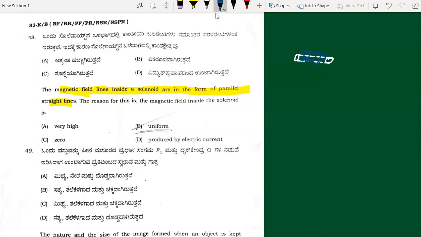These magnetic field lines are parallel because the magnetic field at every point on the solenoid is the same. So that's why the magnetic field lines are parallel in nature. If the magnetic field at every point of the solenoid were different, the field lines wouldn't be parallel. But in the solenoid case, the magnetic field at every point is the same, because of that the field lines are uniform. Okay, next.